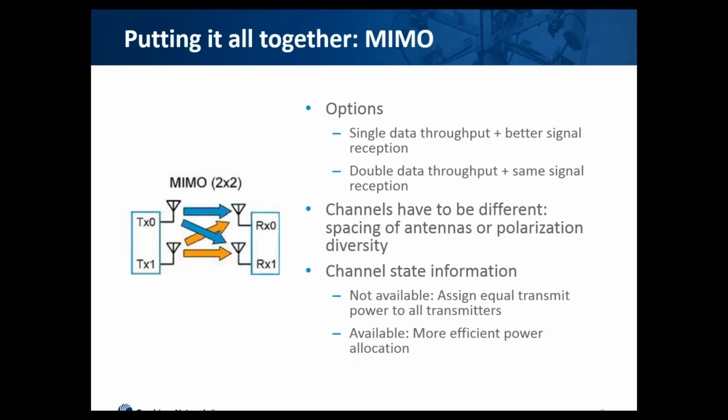As we discussed in the MISO system, different choices can be made depending on the presence or absence of channel state information. If the transmitter does not have channel state information, it needs to make generic choices. So it will, for example, split the power equally among the transmitters. But if it knows which transmitter has a better channel, it can allocate power in a smarter way, according to which channel is cleaner.